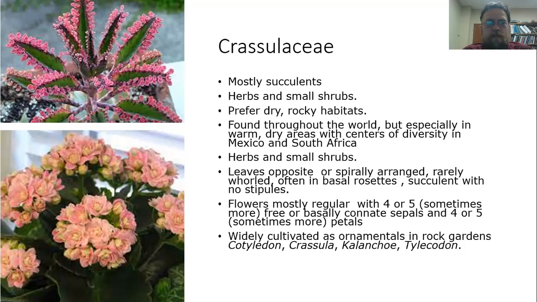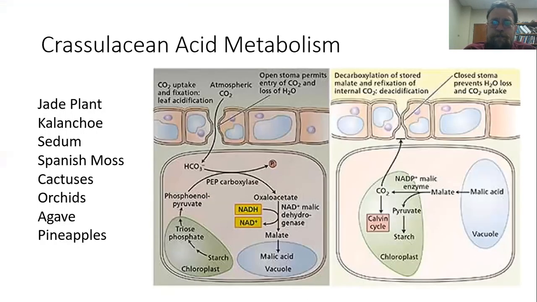Kalanchoe is really common. Of course, mother of thousands up there at the top is another really common one that works well as an ornamental and that people keep as a houseplant. One interesting thing about the Crassulaceae, it is from them we get the term crassulacean acid metabolism.